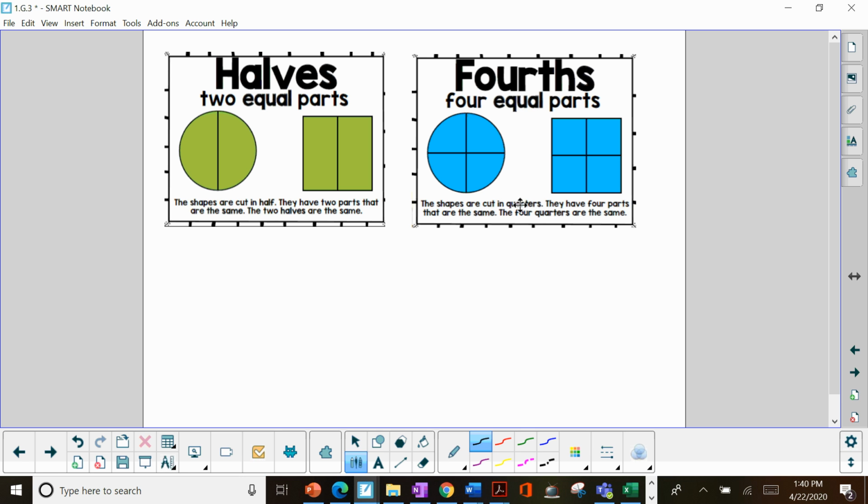So these shapes are cut into quarters. They have 4 parts that are the same. The 4 quarters are the same. So if, let's say, Zion got this piece and Angelique got this piece and Diana got this piece and Carlos got this piece, they would all be fine with that because they're getting the same size piece.